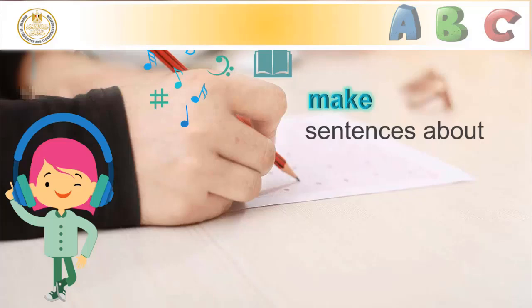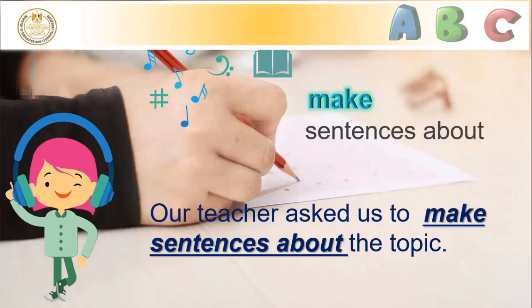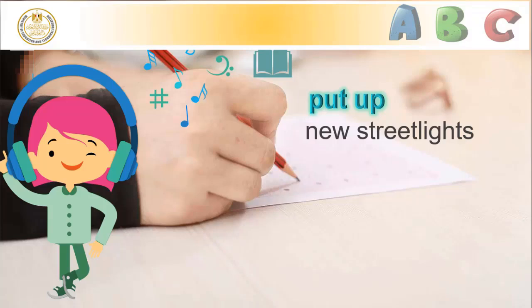Another collocation with make is make sentences about. Make sentences. اللي هي طبعا باينة من جملة ان كلمة sentence اللي هي جملة و make sentence بمعنى يكون جمل بخصوص موضوعي. Let's check. Our teacher asked us to make sentences about the topic. يبقى المعلم طلب مننا ان نصيغ جمل، نكون جمل about the topic خاصة بالموضوع. About the topic.